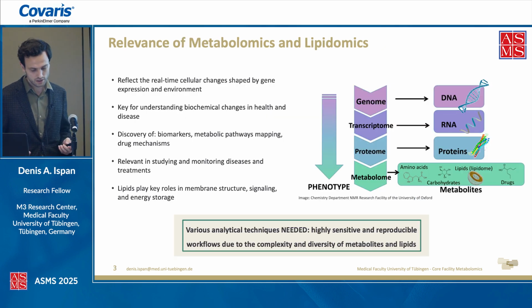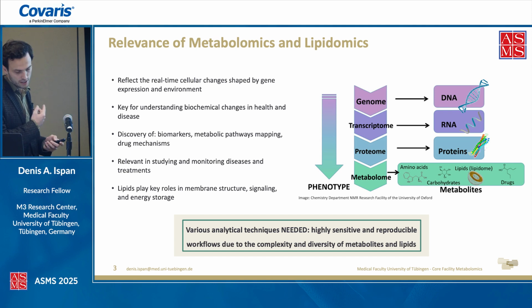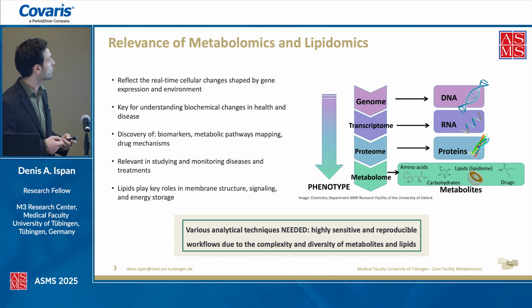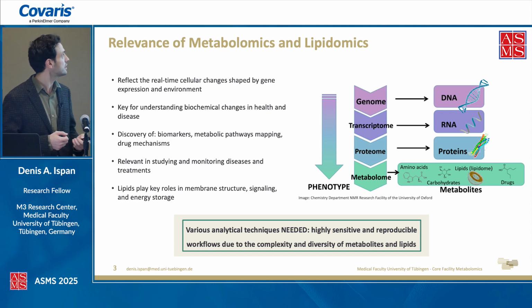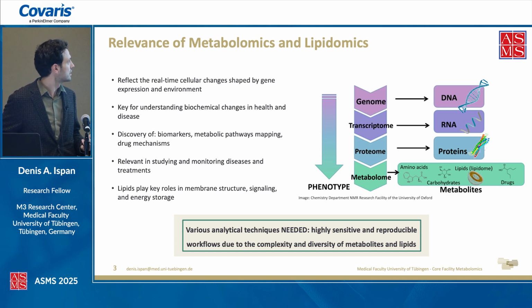So to set the stage, why focus on metabolomics and lipidomics? These fields sit at the bottom of the omics cascade, and they reflect the real-time cellular changes which are shaped by gene expression and environment. They are also key for understanding biochemical changes in health and disease. They are very helpful to discover biomarkers, map metabolic pathways, study drug mechanisms, and monitor diseases and treatments. Specifically, lipids play key roles in membrane structure, signaling, and energy storage.